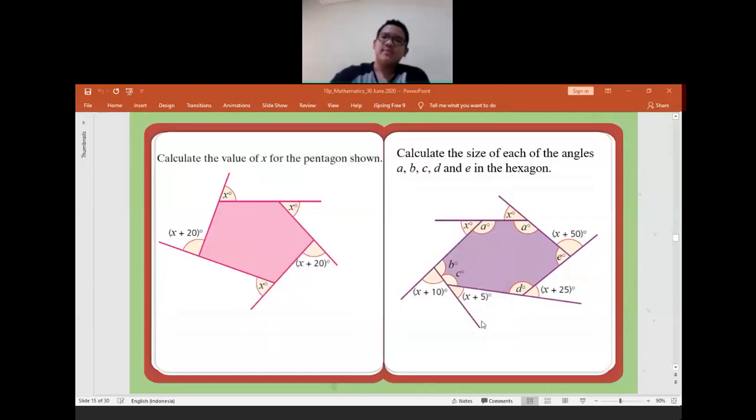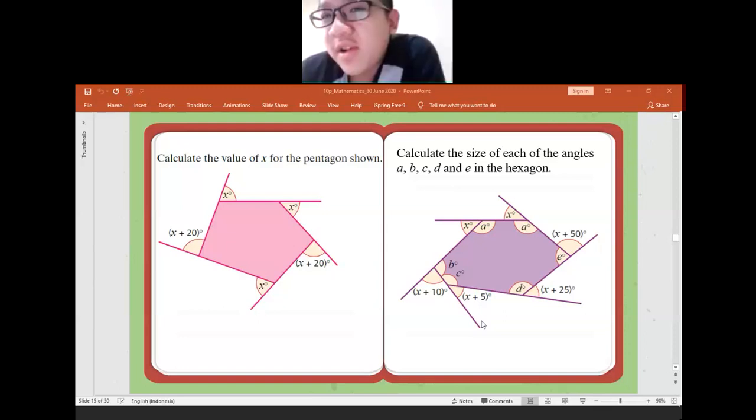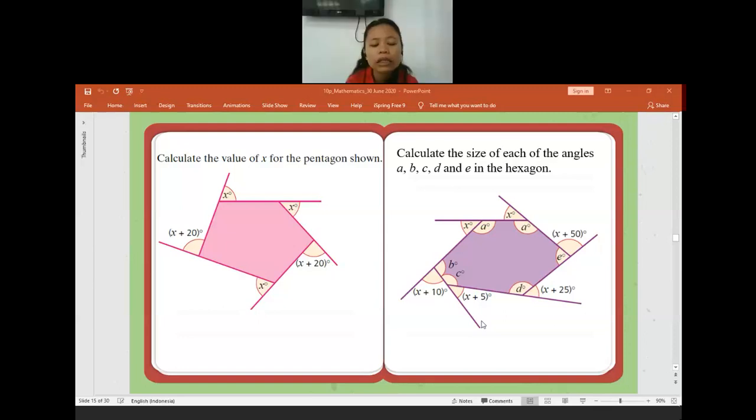What do we have in question 3? Is it interior angle or exterior angle? Exterior. Okay, if exterior angle, how many degrees will it be in total? 360. So the total of the exterior angles will always be 360.